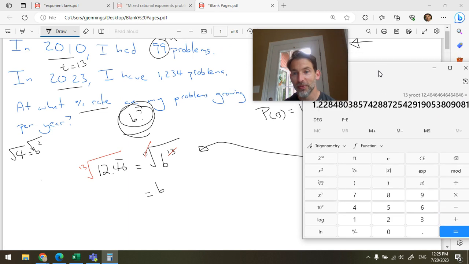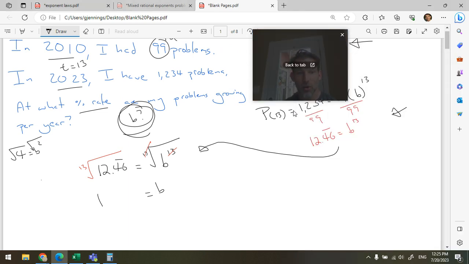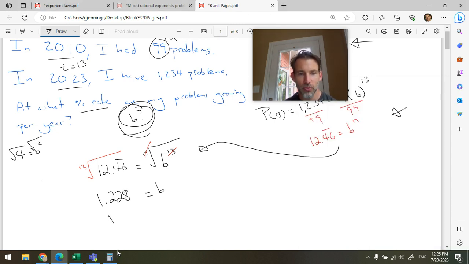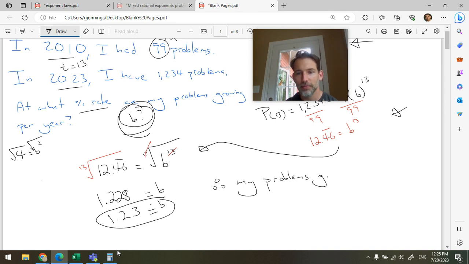Okay, here we go. So this is 1.228, I think I saw. Yeah, 84. So this is 1.223. So 1.23, oh, that's cool. Okay, it's approximately equal to B. That's equal by rounding. Okay, so therefore, my problems grow by 23% per year. That's how you do that.